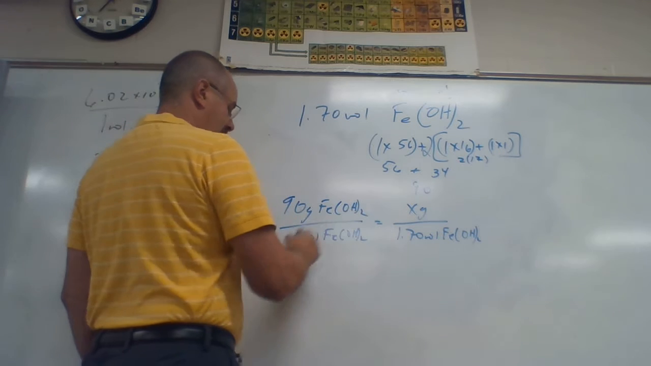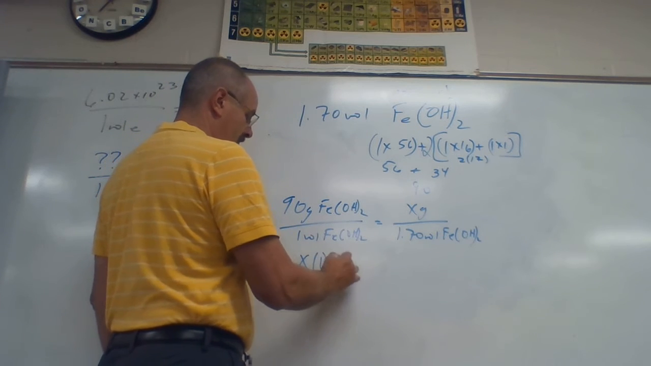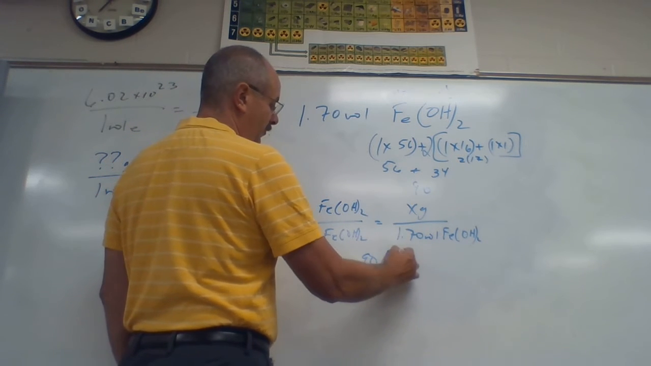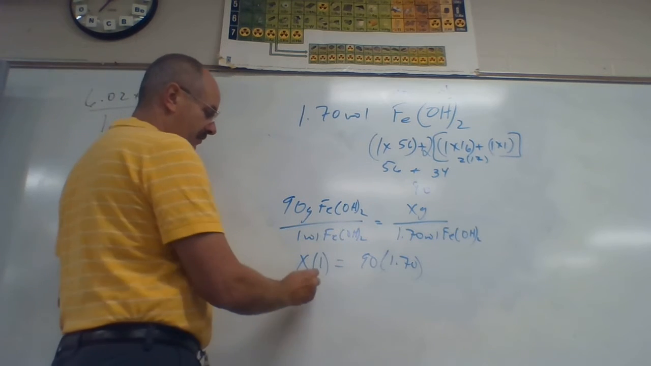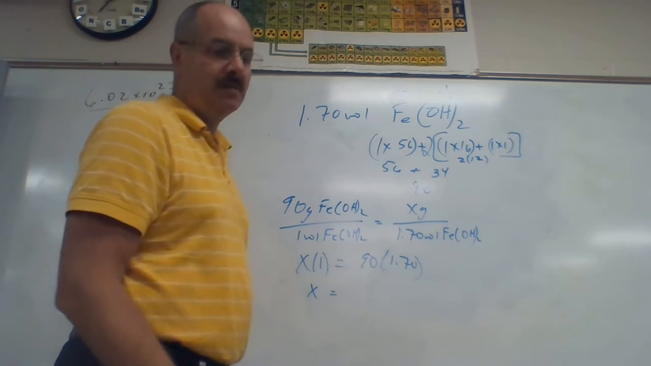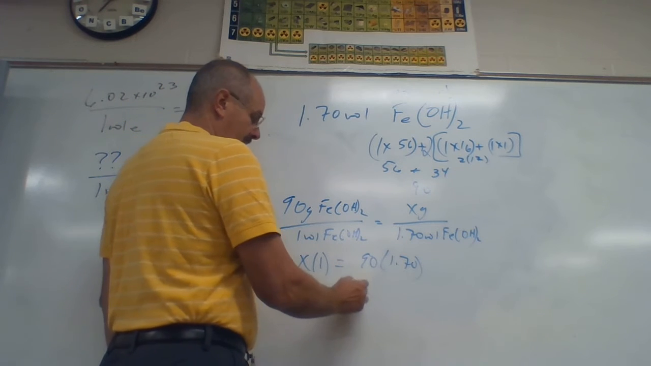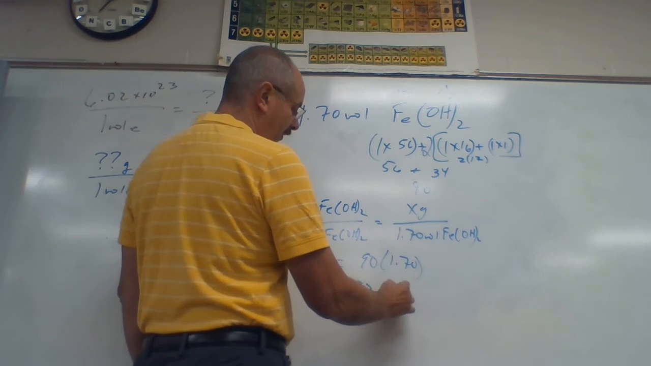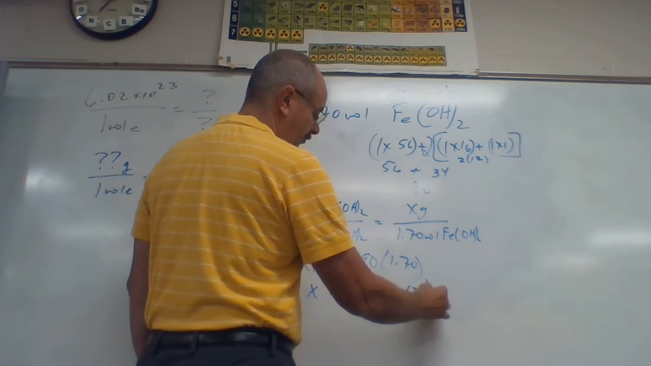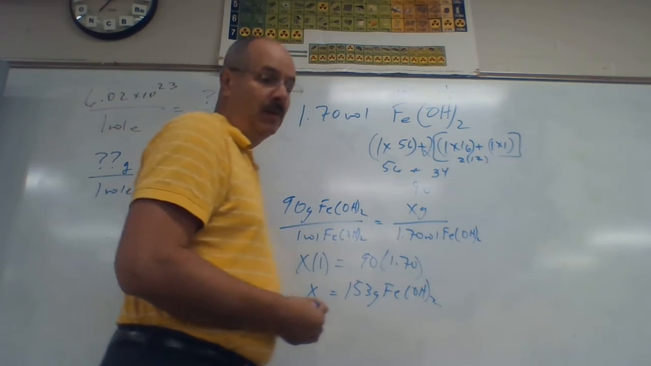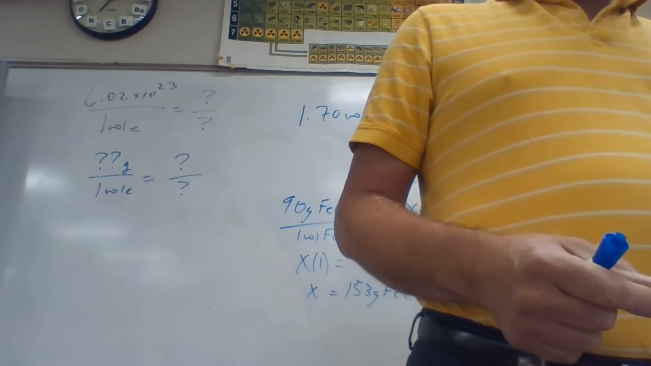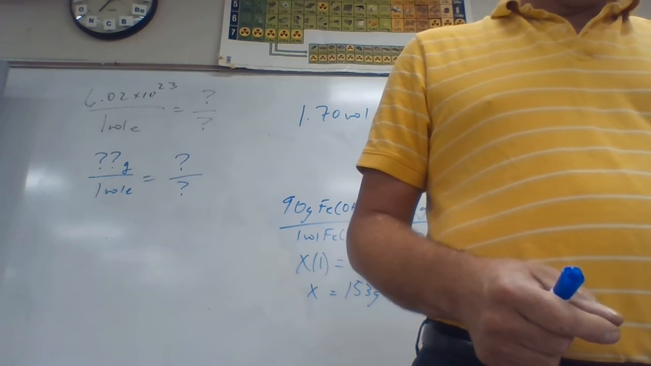Cross multiply, that's X times 1 equals 90 times 1.70. I got more than 1 mole, so it's going to be higher than 90. Multiply that out, and X turns out to be 153 grams of Fe(OH)2. So there's the answer for that one. All right, that takes me to question 3.